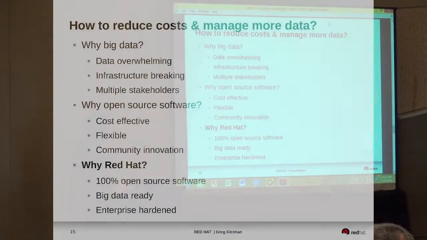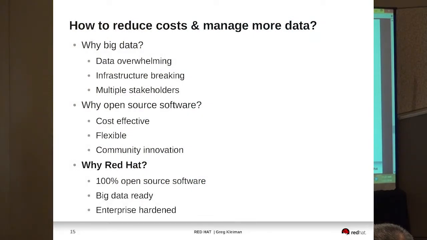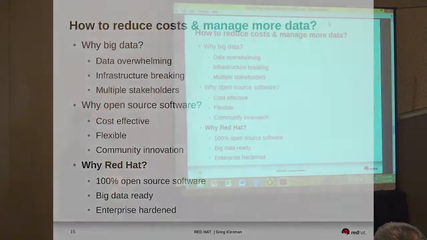So, if you're convinced now that we got a big problem, the best way to solve that problem is to follow the people who have already solved it, and they have all used open source. So open source is the best path forward because it's cost-effective, flexible, and you can leverage the community. The last question is, well, okay, why Red Hat? Because there's other open source alternatives. And I think there's 3 reasons.